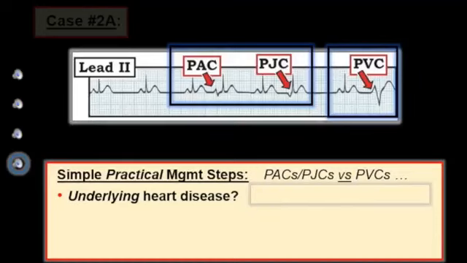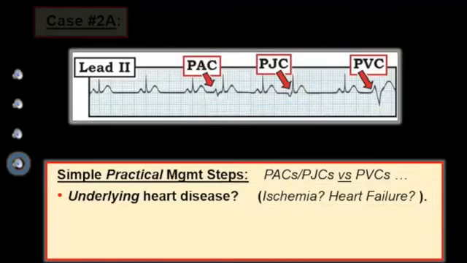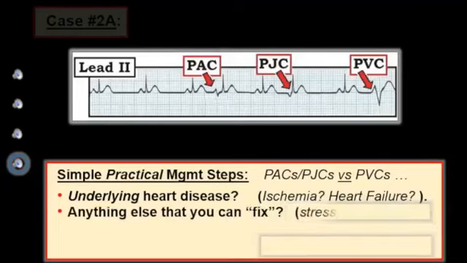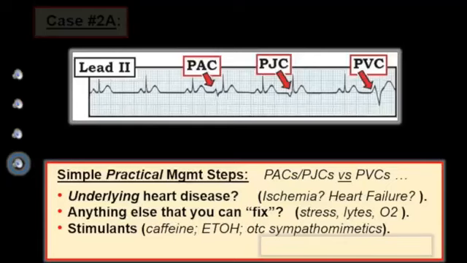Premature beats occurring in a patient with ischemia or heart failure will often go away if ischemia or heart failure are treated. If, on the other hand, the patient with premature beats does not have any underlying heart disease, then it becomes much more likely that their arrhythmia is benign. Look for anything else you might be able to fix or address, such as hypoxemia, electrolyte disorder, or psychological stress. Inquire about any substances that might be causing or exacerbating the arrhythmia. Caffeine is an especially likely culprit, even in small amounts in susceptible individuals, but also alcohol and other over-the-counter sympathomimetics.